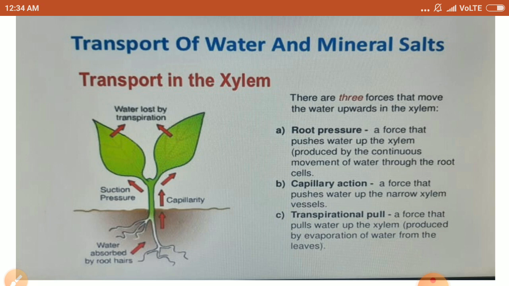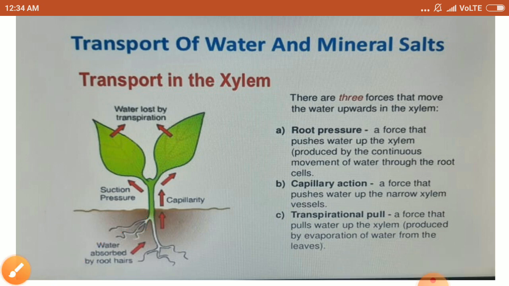The water is absorbed actively by the water potential difference between soil solution and root hair. So water molecules move from higher water concentration to lower water concentration. Thus, water moves through the root into the plant.